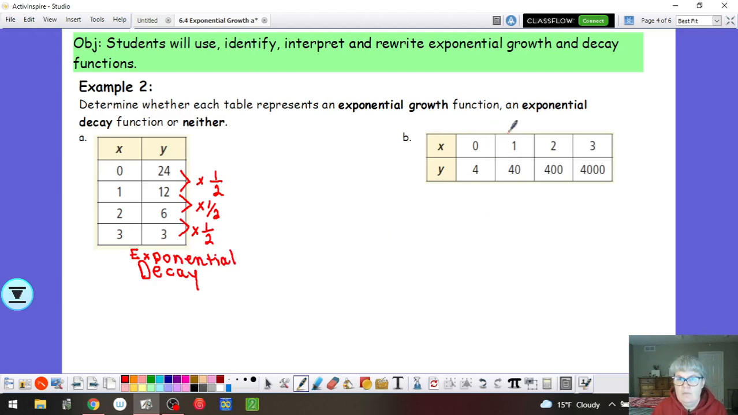For B, again, we have the equal intervals. So if I look at my growth, 4 to 40 is times 10. 40 to 400 is also times 10. And 400 to 4,000 is times 10 as well. Because we're multiplying by that consistent factor of 10, this becomes an exponential growth because we're getting bigger.